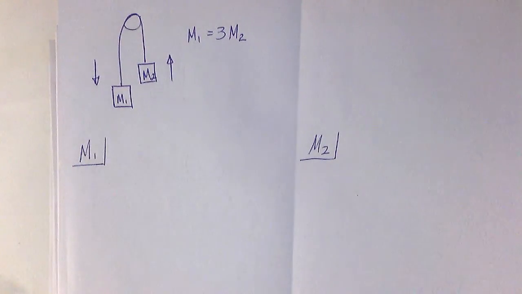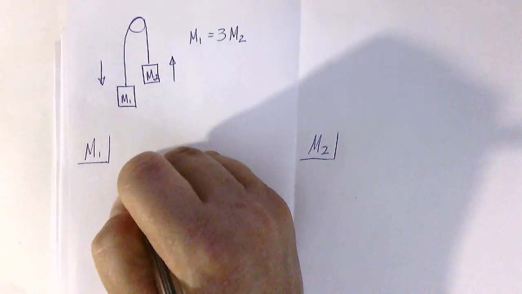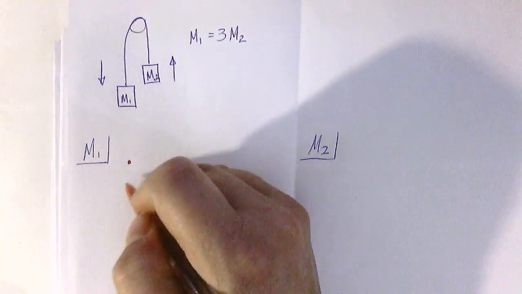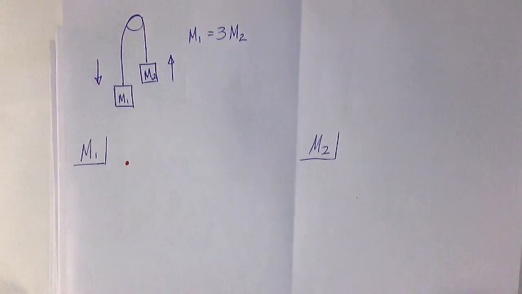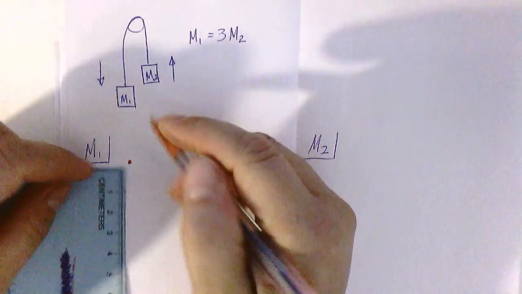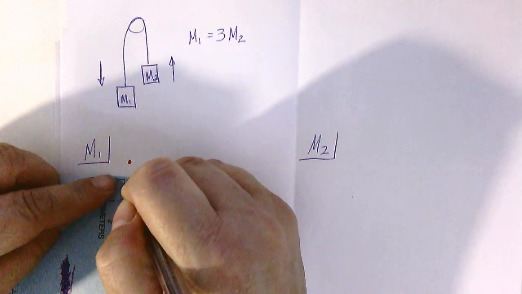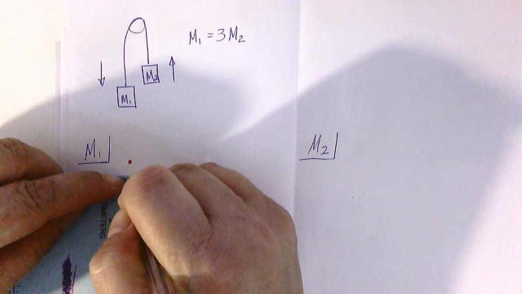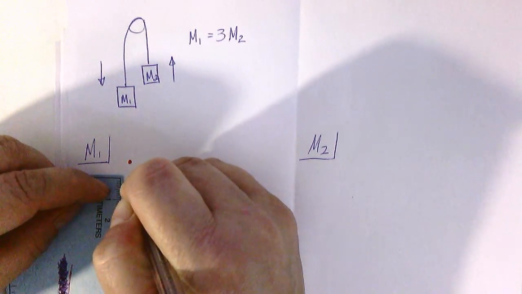So let's go ahead and draw the motion diagram and the free body diagram. Now remember, because they're accelerating the same, the change in the velocity is also the same. So if I start from rest, I'm going to increase each one by a half a centimeter.